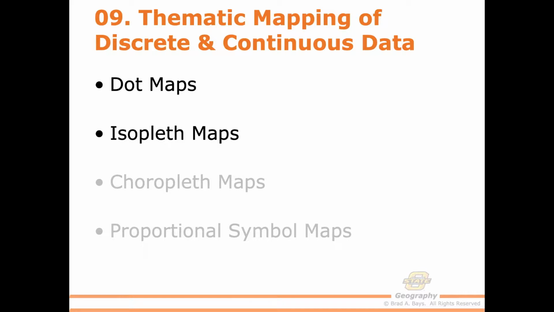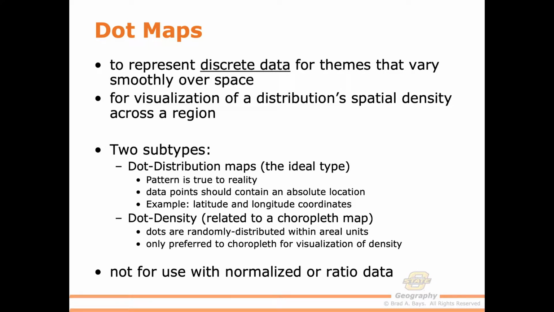So this first section I call mapping discrete data, and essentially we're going to look at what we call dot maps and isopleth maps. Dot maps represent what we call discrete data. Discrete data are just observations of individual phenomena. To understand what discrete data are, you kind of have to know what normalized data are, which is the next section. But for now, hopefully it'll become apparent.